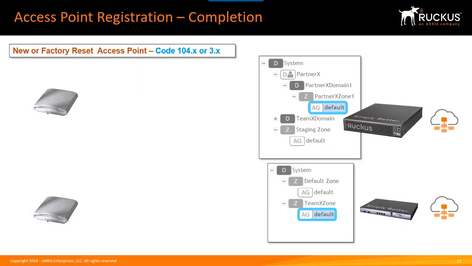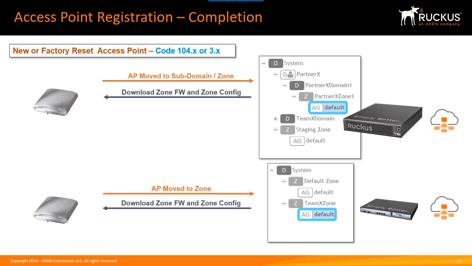So now let's take a look at what happens next after we move it into an actual zone that's not the default zone or the staging zone on the high scale controller. So we move the AP to the appropriate zone. Then the zone configuration and the zone firmware is pushed back to the AP. So at this point, if the APs are running lower versions of code than what's on the controller, that new firmware would be pushed out and the AP would reboot, and then it would apply the zone's configuration.